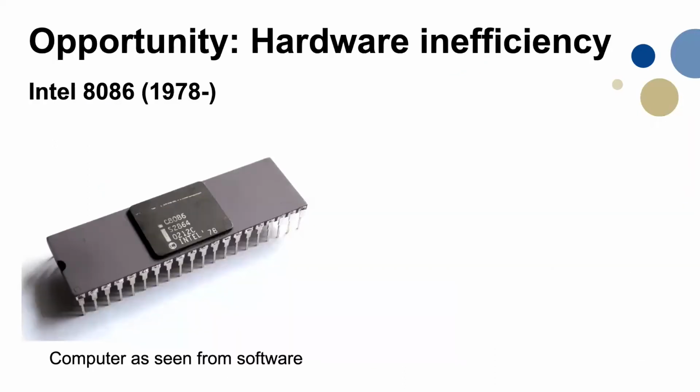There are also a couple of opportunities. If you look at hardware from the point of view of software, it looks roughly like this. This is an Intel 8086. It's from '78. It executes one instruction per cycle. It accesses memory in one cycle. And this is the model that we worked really hard from the hardware side to expose to software.